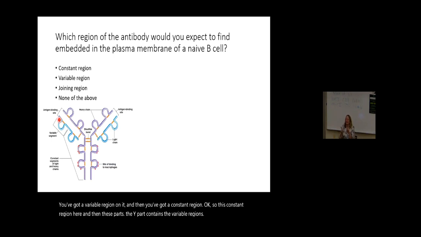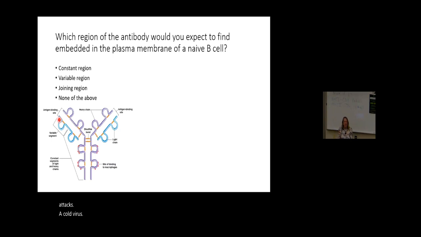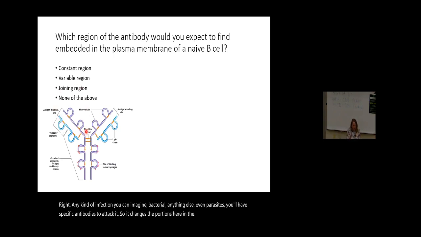Constant means that it's constant across different antibodies, right? So you can make different antibodies. You can have an antibody that attacks a SARS-CoV-2 virus. You can have one that attacks a cold virus, right? Any kind of infection you can imagine, bacterial, anything else, even parasites. You'll have specific antibodies to attack it. So it changes the portions here in the variable region to be able to match different pathogens.